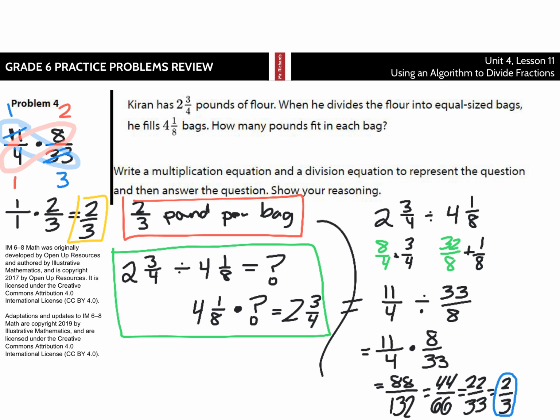So whether you multiply straight across and get the 88 over 132 and then divide tops and bottoms until you simplify it all the way down, that is a perfectly fine method. Or whether you look at the opposite crosses here and simplify early and then multiply straight across, that works as well.